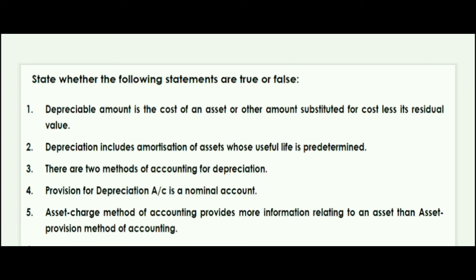Next is, provision for depreciation account is a nominal account. Depreciation will not be a nominal account, so that's false. The asset charge method of accounting provides more information relating to an asset than the asset provision method of accounting. Is it correct or false? Once again I repeat the question. So this is false. Let's see the next question now.